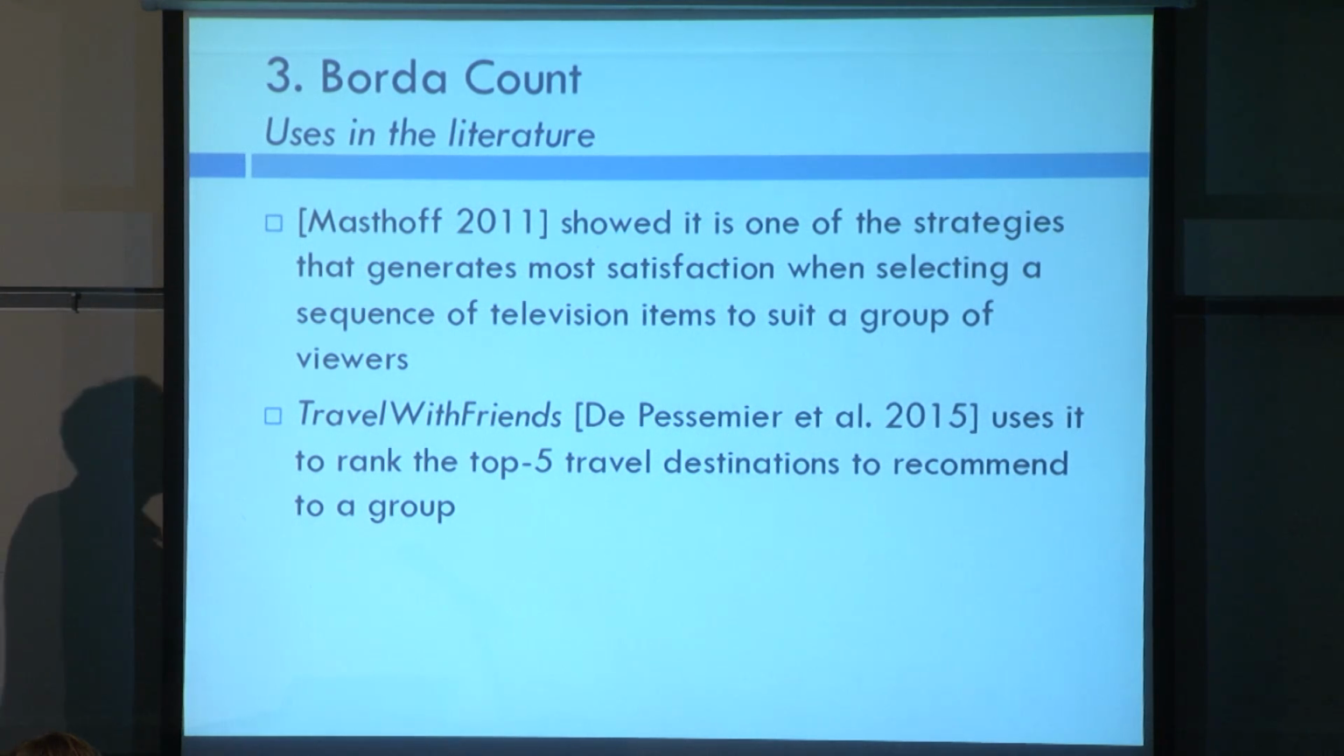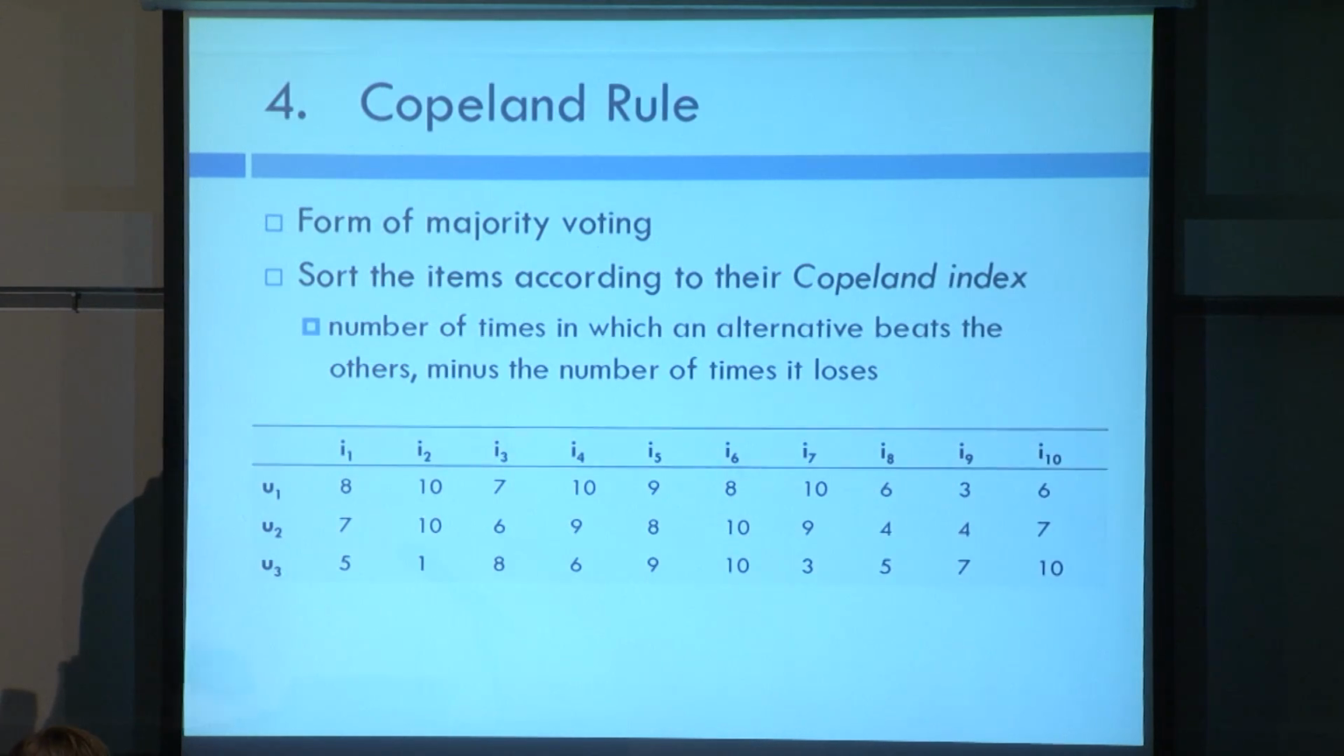This strategy is actually the most accurate when selecting a sequence of television items for a group of users. And in a very recent approach, which was published last year and is called Travel with Friends, this strategy is used to rank the top 5 travel destinations that are recommended to a group.